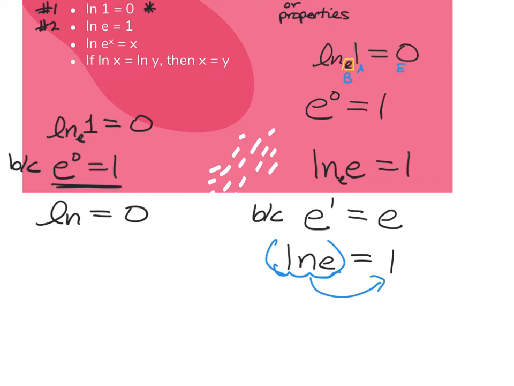And I'm only going to be able to do this when it's being multiplied with something, not if ln e is raised to an exponent. Then I'm actually going to have to change the form.